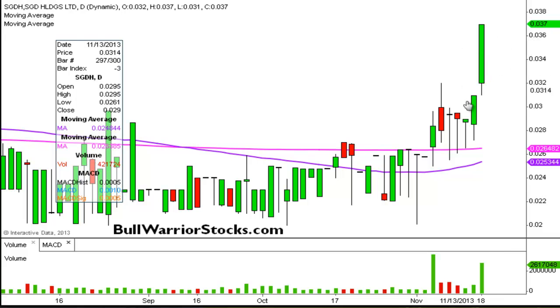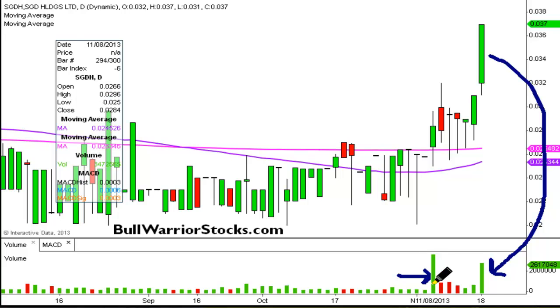Whenever you see candles close right up at their highs like this, always a good sign. But even a better sign when you have a correlation like this where you have a nice increase in volume. So I'm not going to try to turn this into too much of an educational video, but this is such a great example of showing how you want charts to act. Right here, big volume explosion, price reacts accordingly.